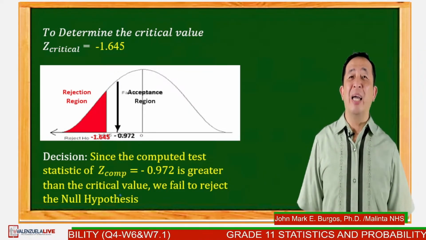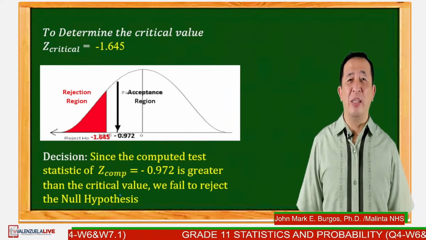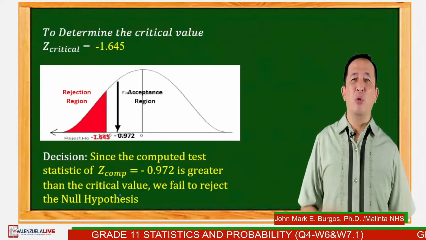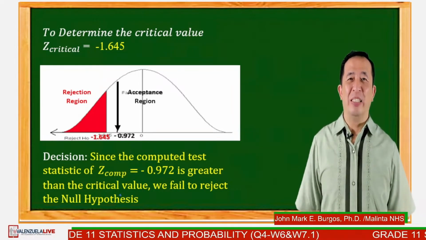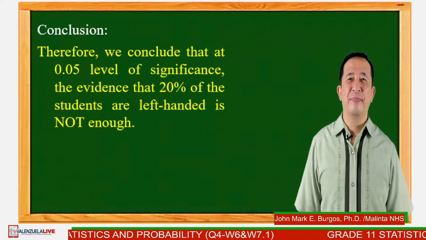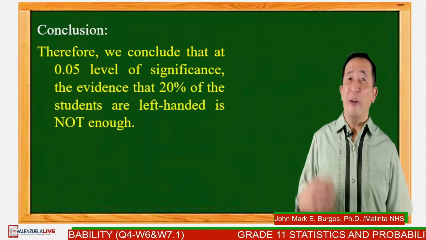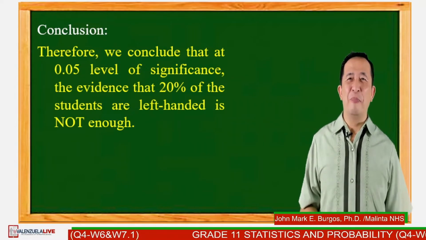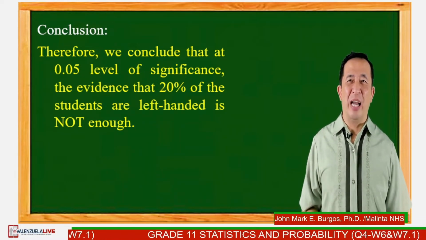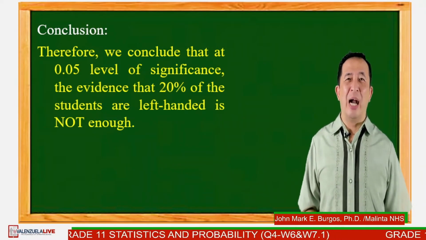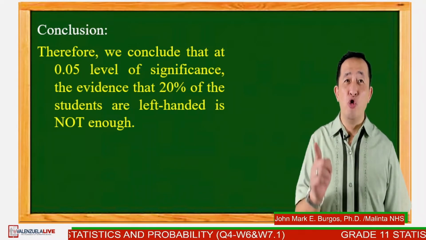since the computed test statistic z computed is equal to negative 0.972, which is greater than the critical value, we fail to reject the null hypothesis. So for our conclusion, we therefore conclude that at 0.05 level of significance, the evidence that less than 20% of the students are left-handed is not enough.